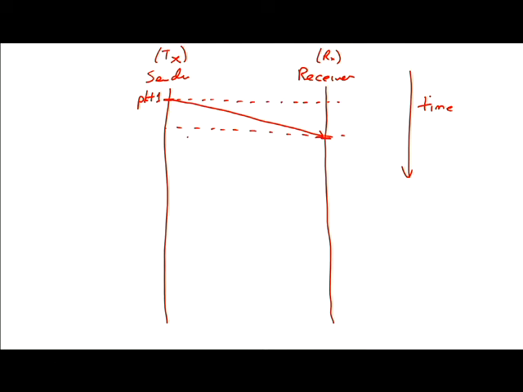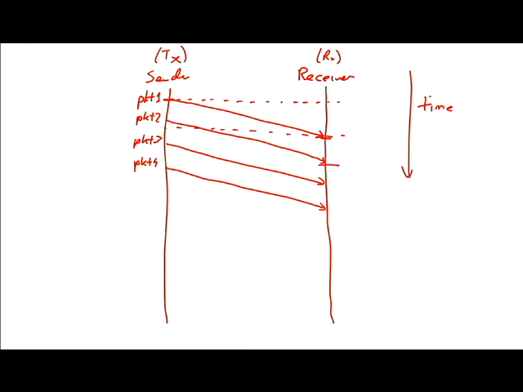Now, at the same time, packet 2 is fired away, and it gets received by the receiver. Packet 3. Packet 4. And so on. So what the pipeline architecture does is keep firing a packet at the receiver every time.